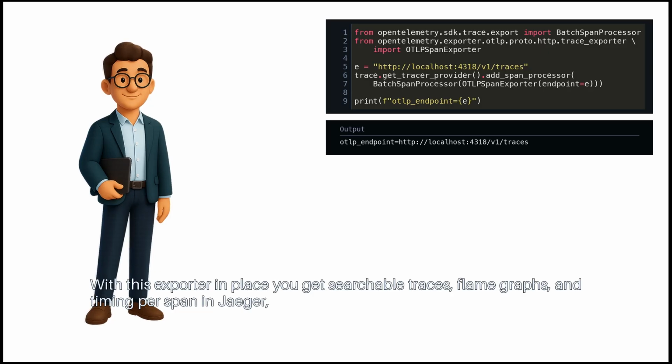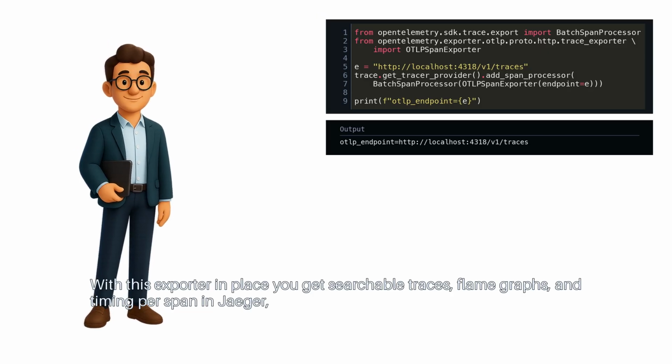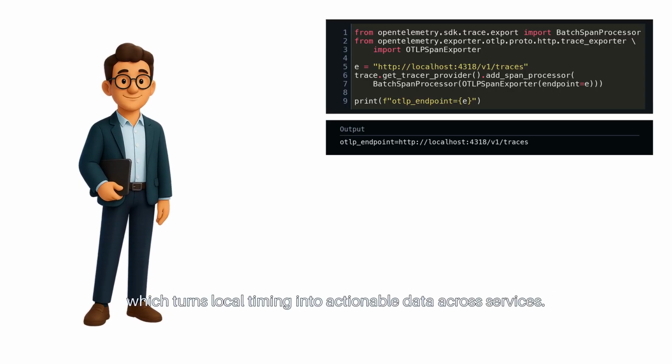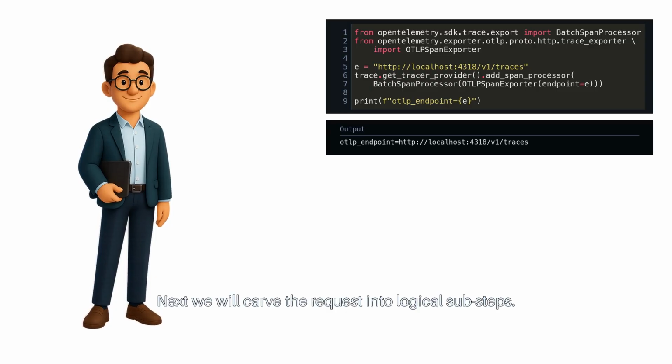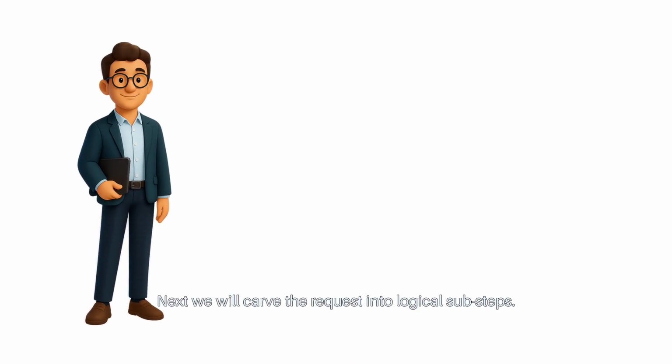With this exporter in place, you get searchable traces, flame graphs, and timing per span in Jaeger, which turns local timing into actionable data across services. Next, we will carve the request into logical substeps.